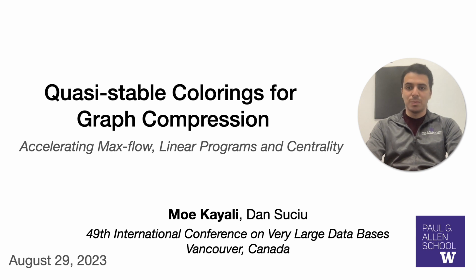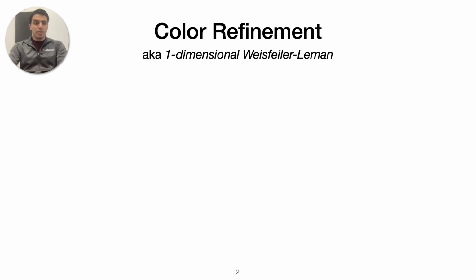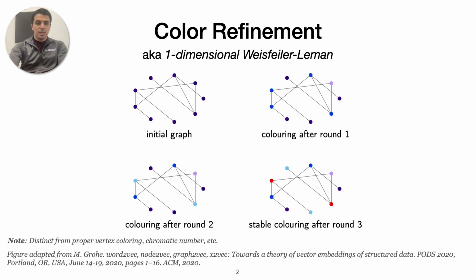So, to start, let's talk about color refinement, also known as one-dimensional Weisfeiler-Lehman. If you've heard of vertex coloring, just that's distinct from proper vertex coloring, chromatic number, just keep that in mind. But otherwise, this is a method of assigning colors to nodes in a graph in the following way.